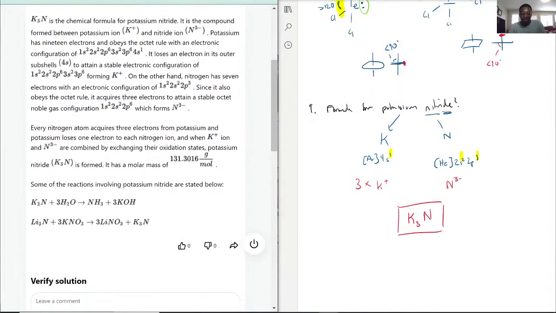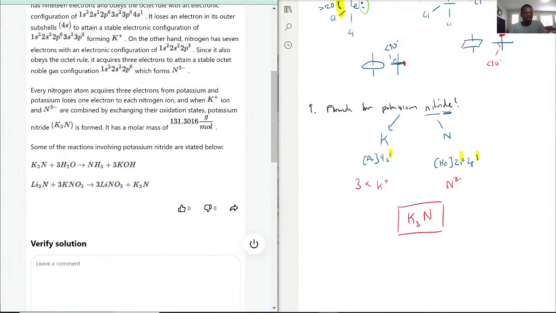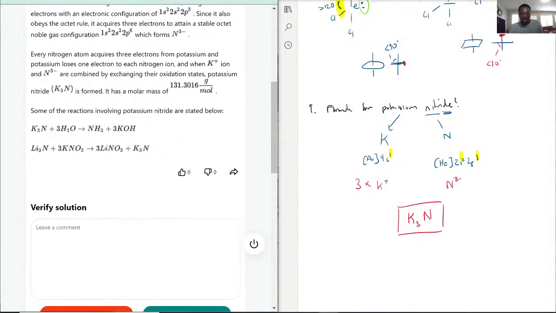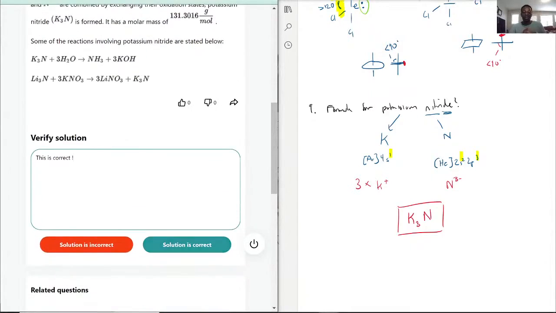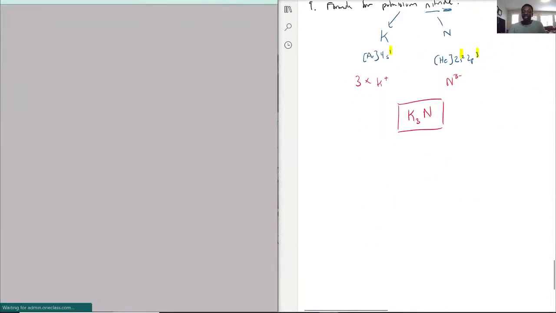It's nice to even give us the molar mass, which is calculated by adding the atomic masses of 3 potassiums and 1 nitrogen. And these are just some reactions that are involved. But overall, this right here is correct. So hopefully you understand how we got potassium nitride. We first have to understand what the IDE meant for the nitride, which is where we just got the nitrogen, and then we balance the charges based on where they were on the periodic table and their electron configuration. So now let's move on to question 10, okay.